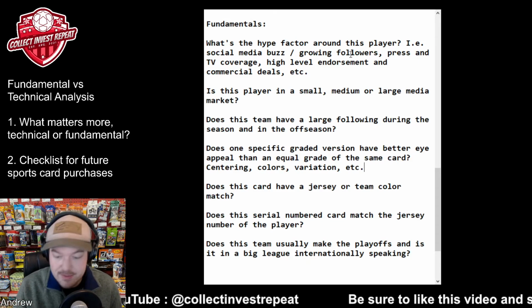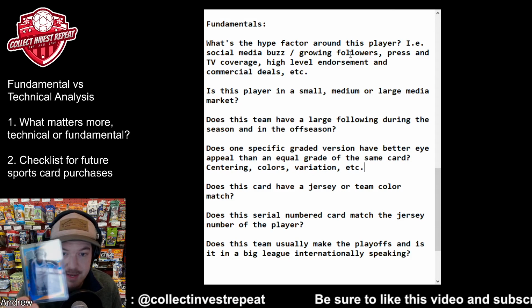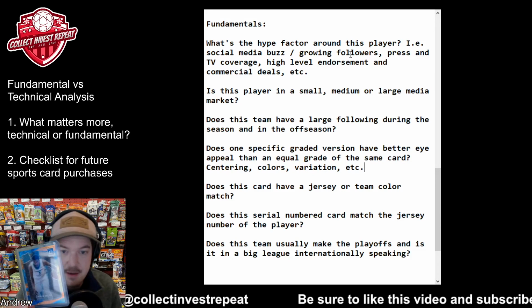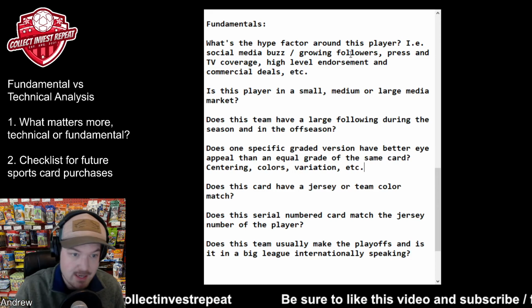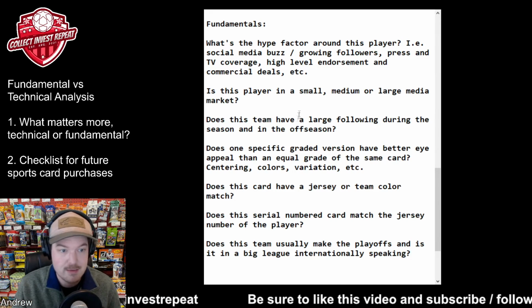But yeah, I think the centering on this one is not doing us any favors. It's definitely off center on the front, but I do like the variation and the fact that it's numbered. But yeah, the centering is definitely not perfect. So just keep that in mind if you're looking at a graded example of two of the same card.